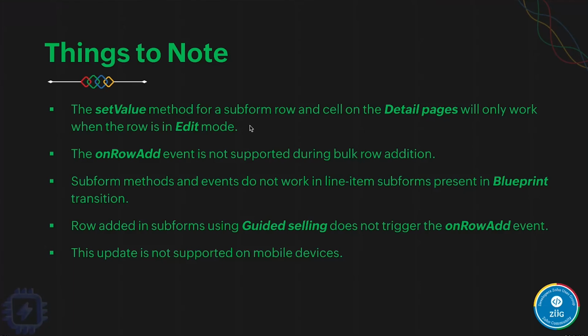So I'm not going to read through the whole thing. The first one is something that unfortunately is a limitation. The remaining four, for example, when adding a row and working in blueprints and guided selling and supporting mobile devices, the CRM team is working on, and hopefully they get it out to us soon, right? So make sure you stay up to date with the latest updates so that you don't have to create unnecessary workarounds and waste your time when you're implementing client scripts for subforms or portals for that matter.